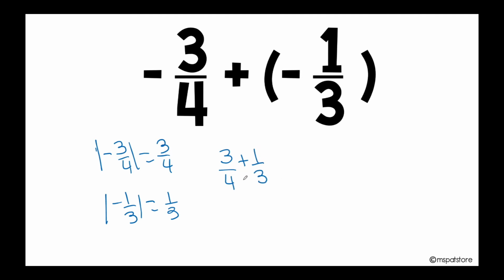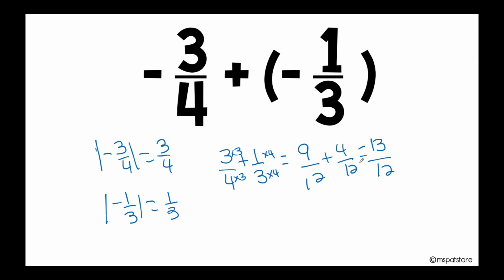In this example, they have different denominators, so you do need to find the least common denominator, which is 12. So I'm going to multiply 3 times 3 and 4 times 3. Let's see, 3 times 3 is 9, 4 times 3 is 12, plus 1 times 4 is 4, and 3 times 4 is 12. Now they have the same denominator, so I just add the numerators and keep the same denominator.